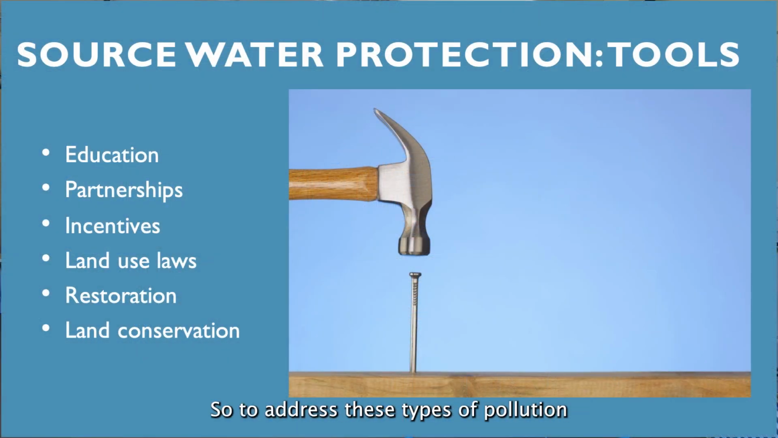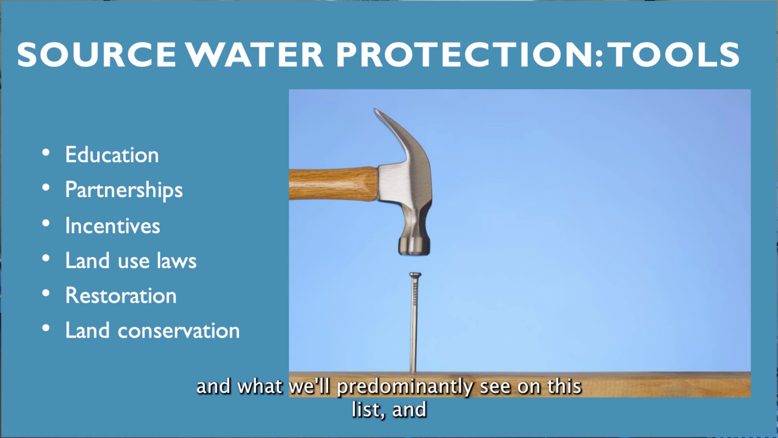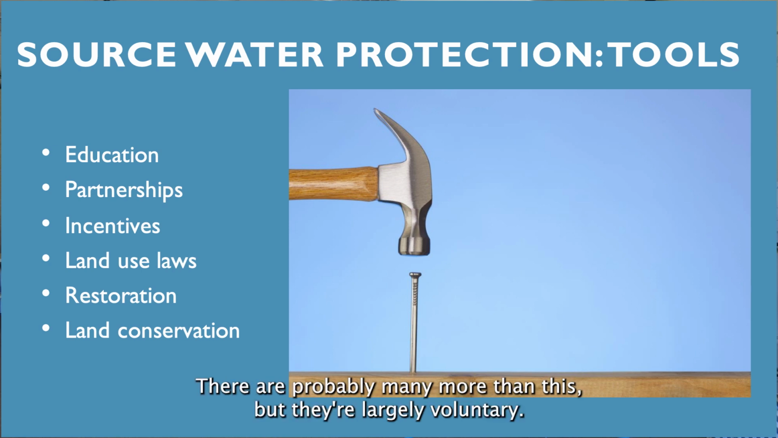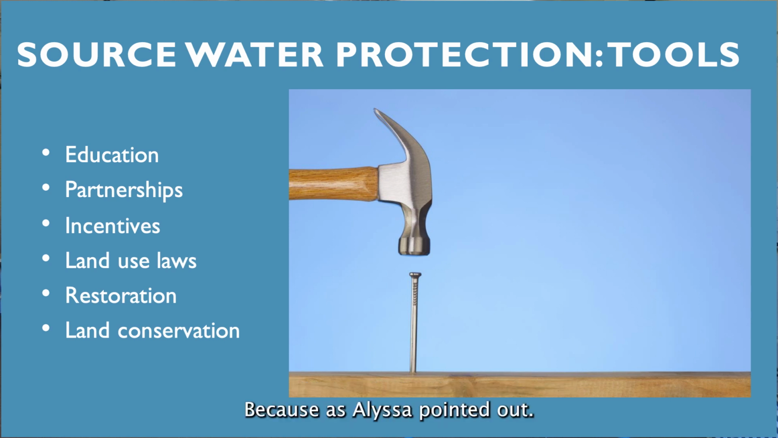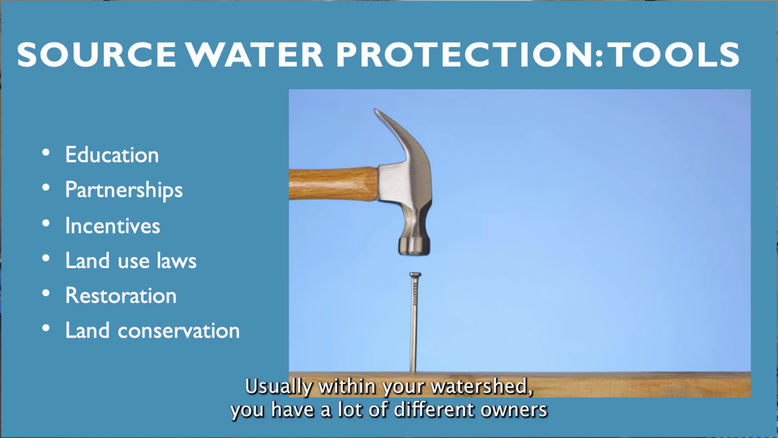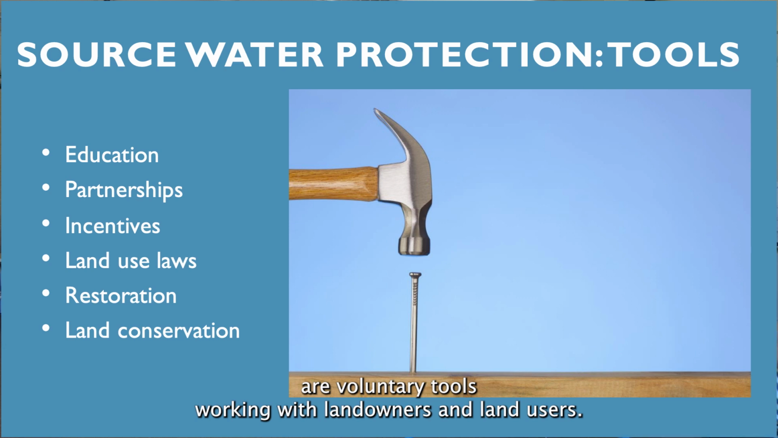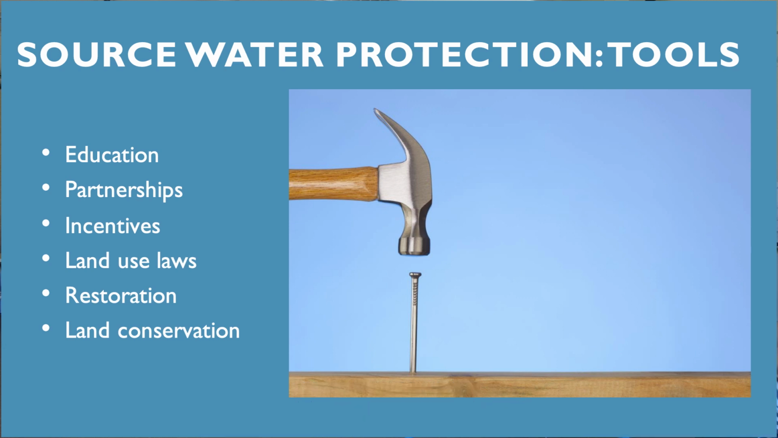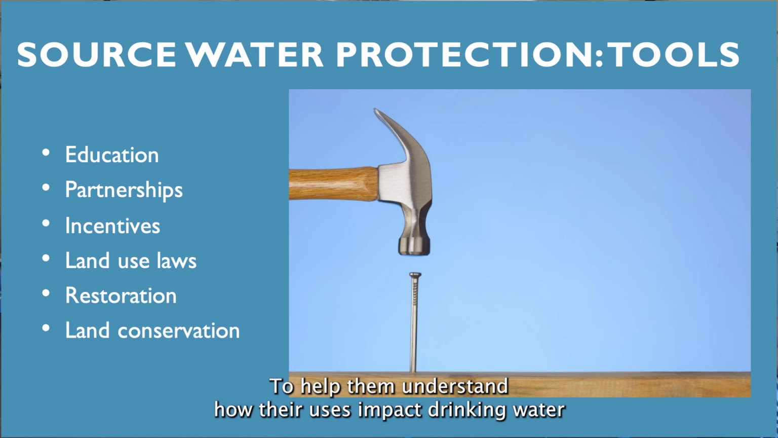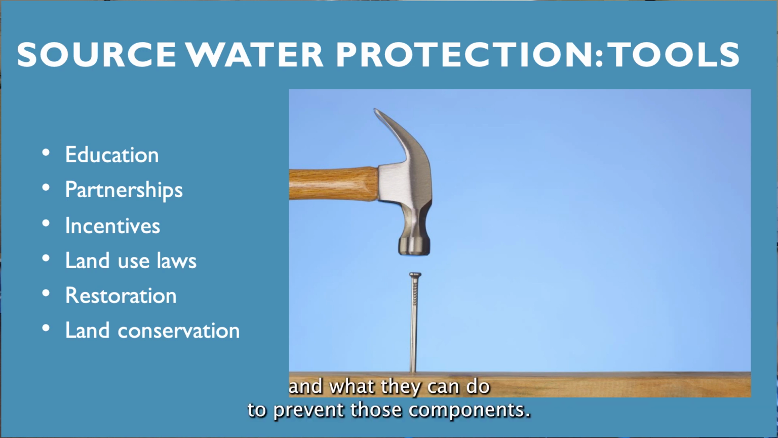slide. To address these types of pollution sources, communities rely on a variety of tools. What you'll predominantly see on this list, and there are probably many more than this, is that they're largely voluntary. Because as Alyssa pointed out, usually within your watershed you have a lot of different owners, and they're largely not public, and I'll show that in a minute. So what you're relying on are voluntary tools, working with landowners and land users to help them understand how their uses impact drinking water and what they can do to prevent those impacts.